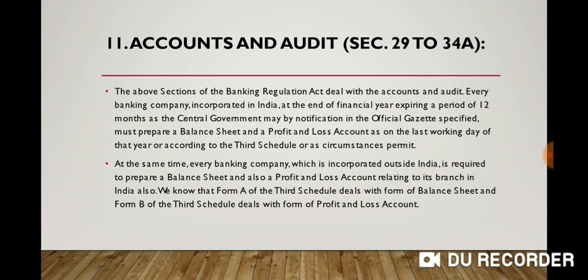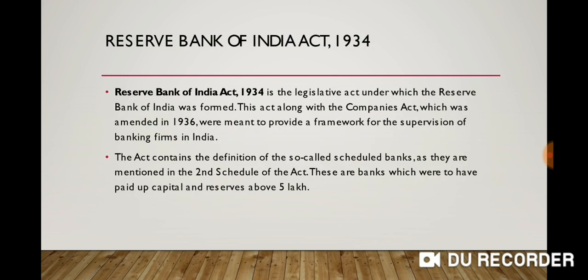At the same time, every banking company which is incorporated outside India is required to prepare a balance sheet and also a profit and loss account relating to its branch in India. Also, we know that Form A of the third schedule deals with the form of balance sheet and Form B of the third schedule deals with the form of profit and loss account.